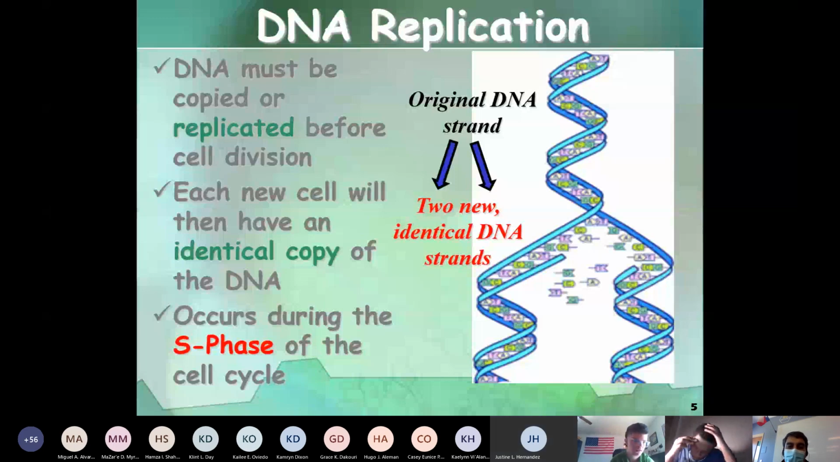So you see there's an original strand, the hydrogen bonds break, and then you get a new strand on each side to make two new DNA molecules. And the important thing is that they are identical. So again, we're making clones. We're making identical pieces of DNA. And this is happening during what's called the S phase of the cell cycle.